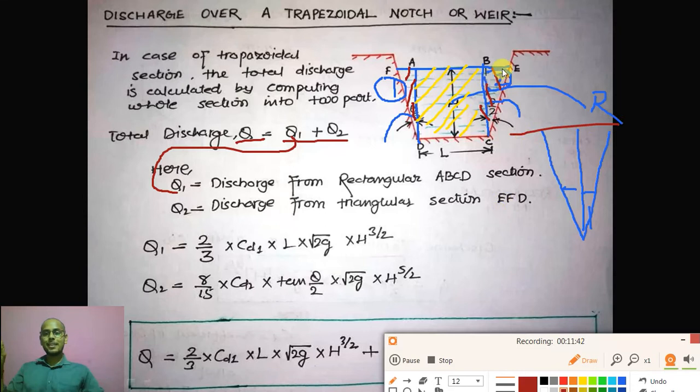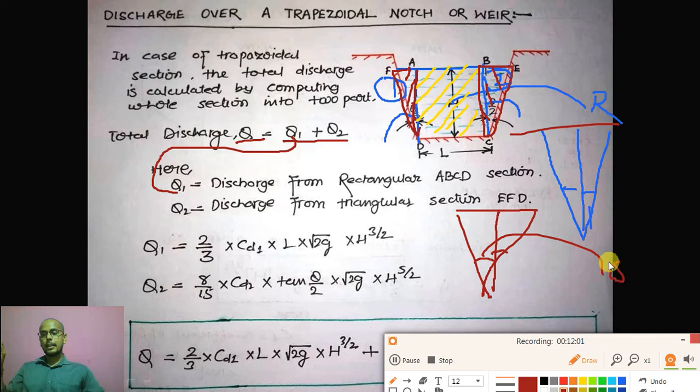You can see that there are two right angle triangles. This is a right angle triangle and this one is also a right angle triangle. When you combine these right angle triangles, since the height is common, you can draw it like this. This angle is theta by 2 and this angle is theta by 2, so we can write it as theta. We have to find the total discharge through it, so we will get the discharge from here and the discharge from here. Q2 is the total discharge from this particular triangular section.